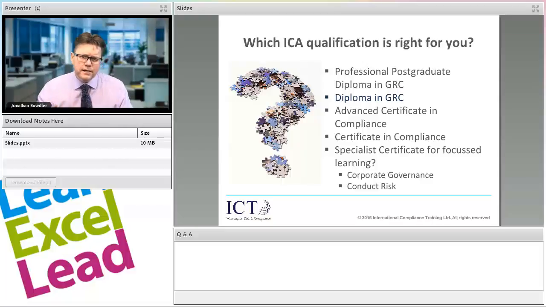So what we tend to find is most of our students come in to take one of our core qualifications, certificate, advanced certificate, diploma or postgraduate, and then perhaps on an ongoing basis, once a year, every couple of years, they'll look at our specialist certificates and use one of those to top up their learning or to improve their learning in a key area that's particularly of interest to them.